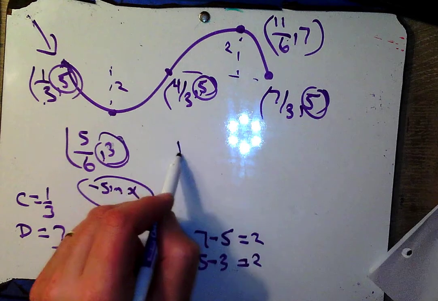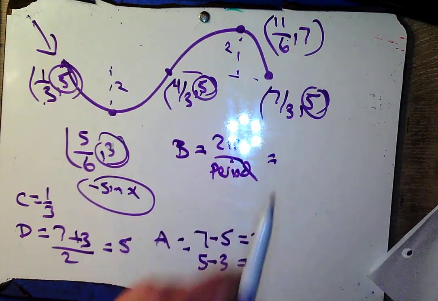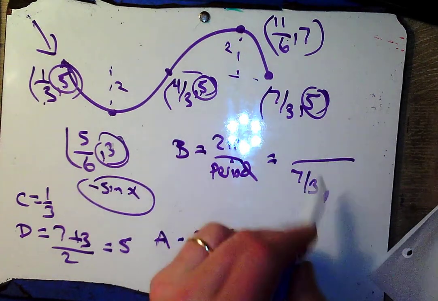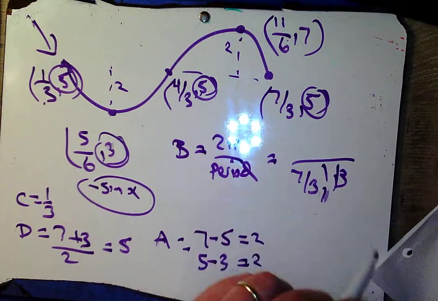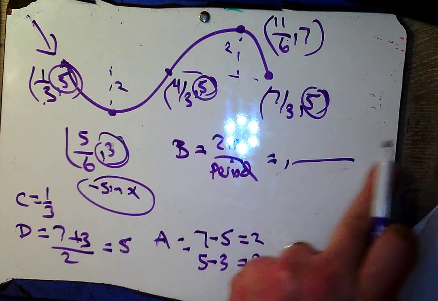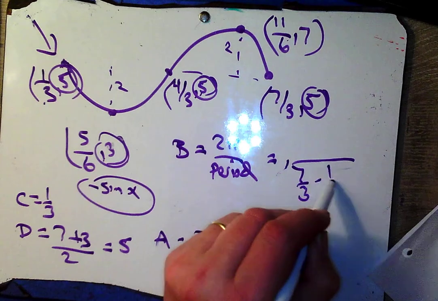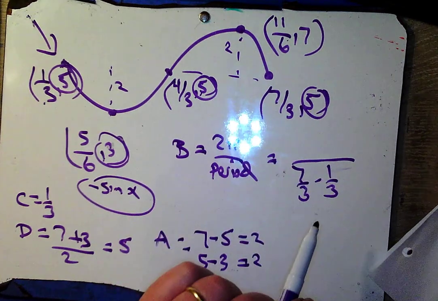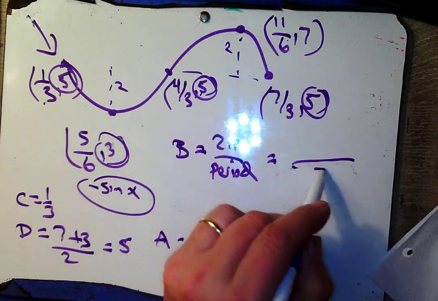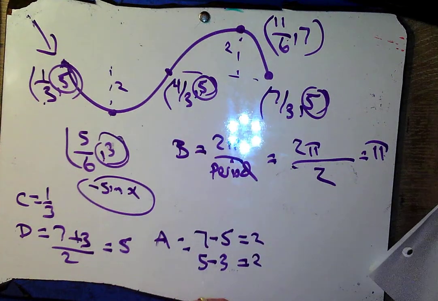All we need now is B, which is 2 pi over the period. Please remember that the period is not 7/3 to 1/3. Some people do this on the test. They do this interval notation thing. No. Period is one number. 7/3 minus 1/3 is 6/3, and 6/3 is 2. We have 2 pi over 2, so my B value is pi.